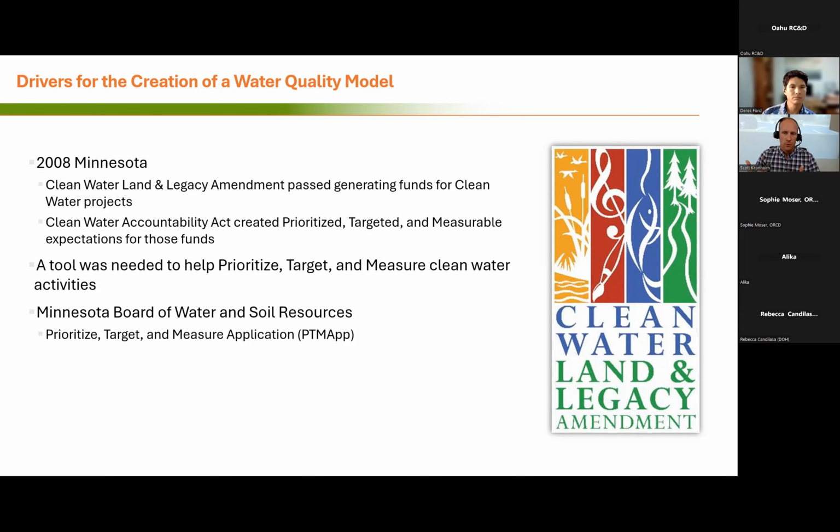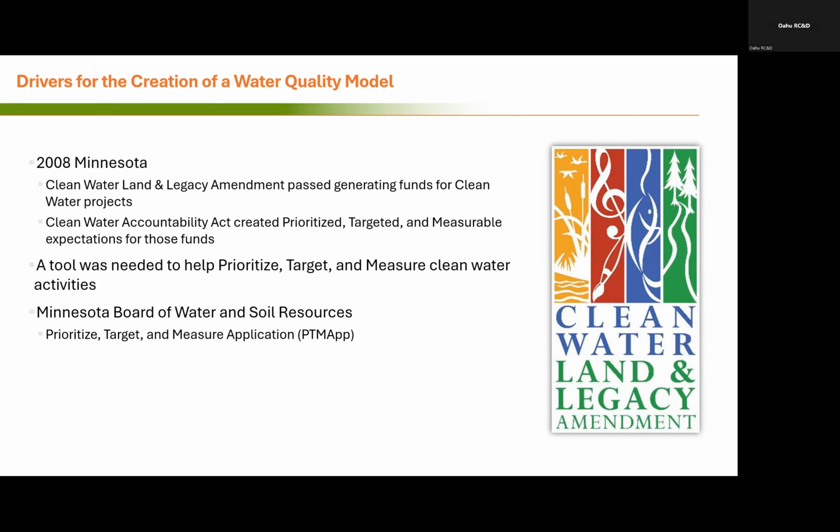So we look to create a tool that would allow us to do that, to prioritize, target, and measure those best management practices as part of that Accountability Act within Minnesota. So the Minnesota Board of Water and Soil Resources funded a project to take some existing water quality models that were available throughout the state and integrate them together, along with a large amount of additional GIS data that was being generated throughout the state of Minnesota and the upper Midwest. And the culmination of all of that was what we call PTMApp, the Prioritized Target and Measure Application.